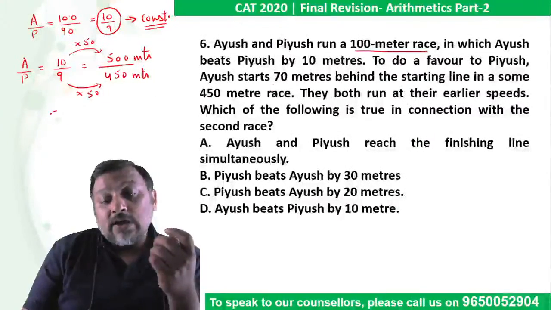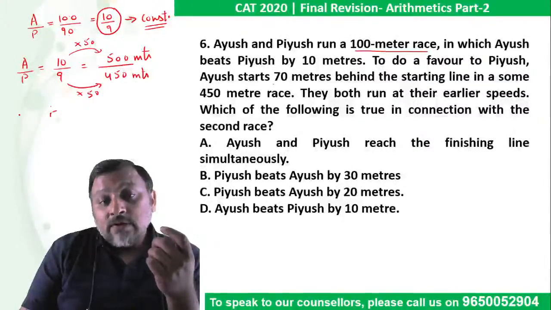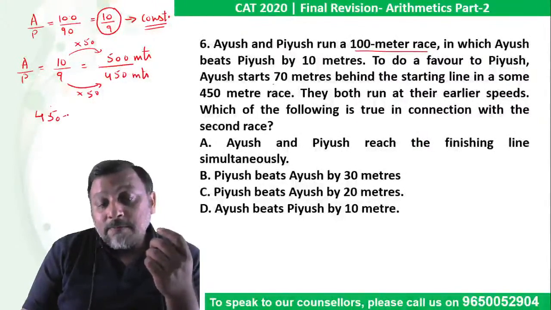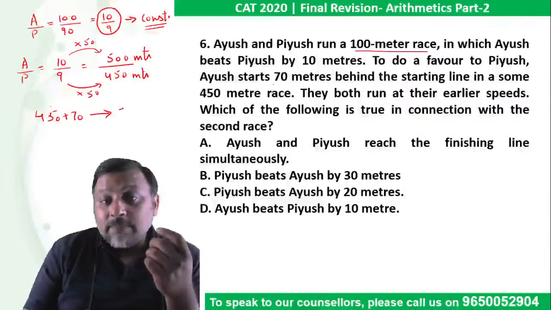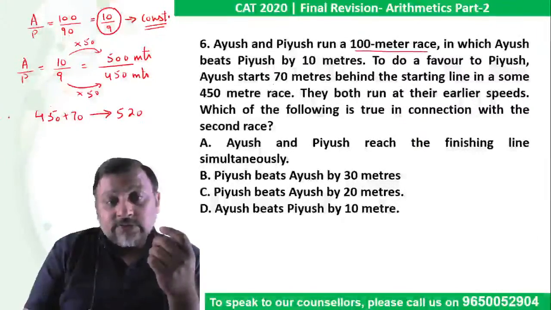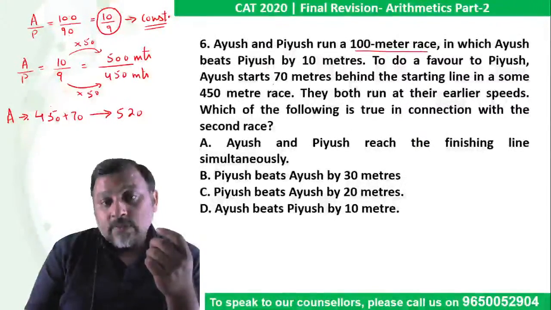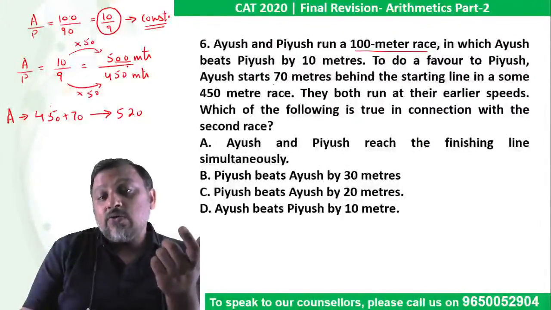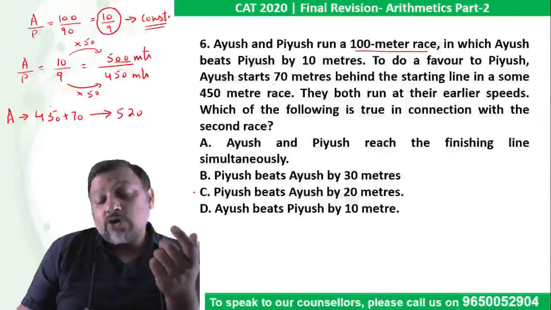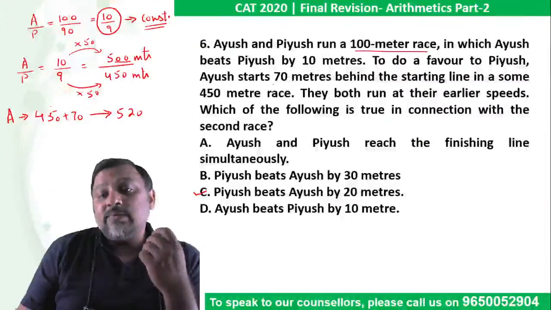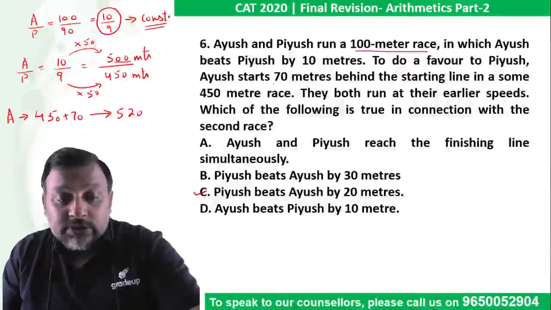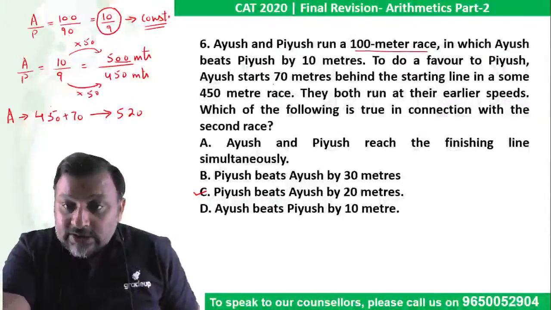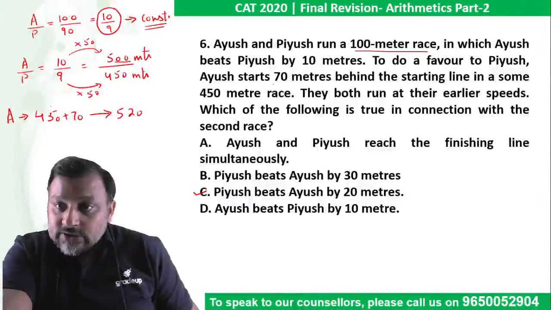But he is starting 70 meters behind the line. So that means he needs to cover 450 plus 70 in order to complete the race. This is for Ayush. But he has covered only 500 meters till now. So can we say he got beaten by Piyush by 20 meters? So C option. And Yogesh gave the correct answer. Very good, Yogesh.